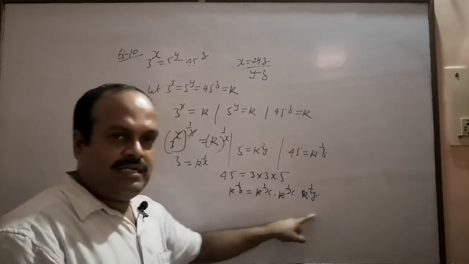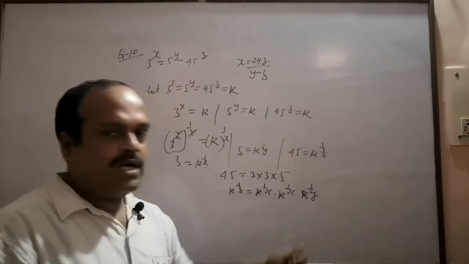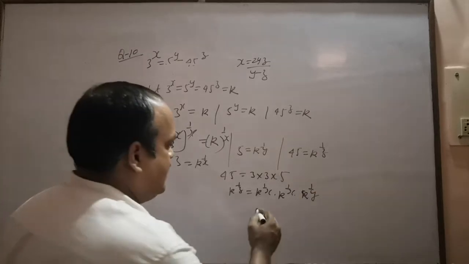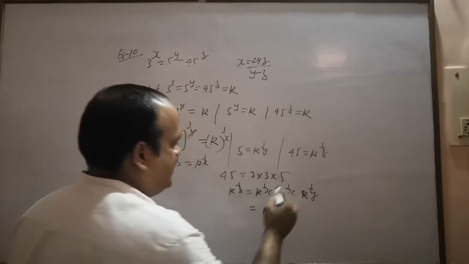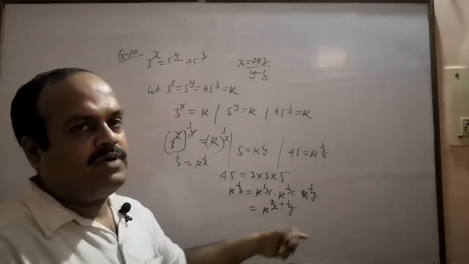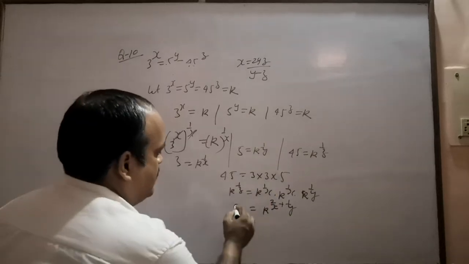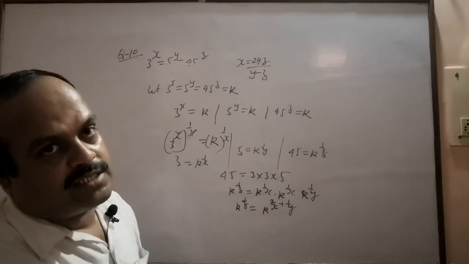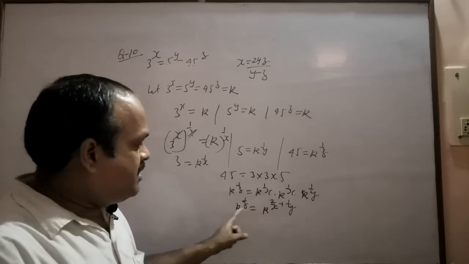So on the right side of this statement, we have the product of 3 equal bases. Using the product law, we can write the result as k to the power 2 by x plus 1 by y, because 1 by x plus 1 by x, when you add, you will get 2 by x. So 2 by x plus 1 by y. So k to the power 1 by z equals k to the power 2 by x plus 1 by y. Remove the bases.